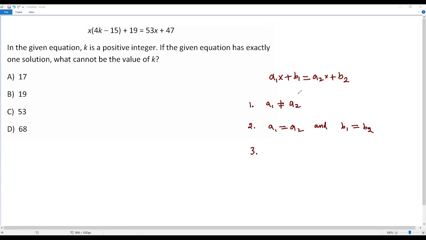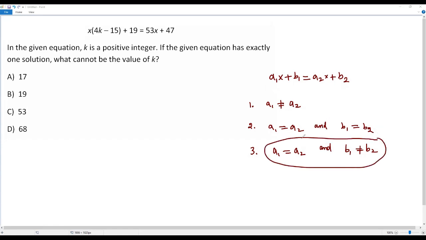And the third case is the equation has no solution. In that case, the coefficient of x on the left side and the coefficient of x on the right side must be equal. That is, a1 and a2 must be equal. And the constant terms must not be equal. That is, b1 is not equal to b2. So these are the three possible cases we have for the solution of this linear equation. The first one is for exactly one solution, the second one is for infinitely many solutions, and the third one is for no solution.